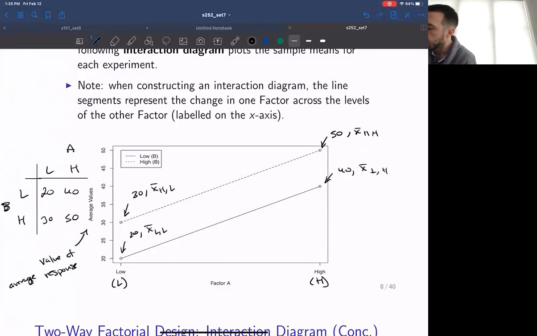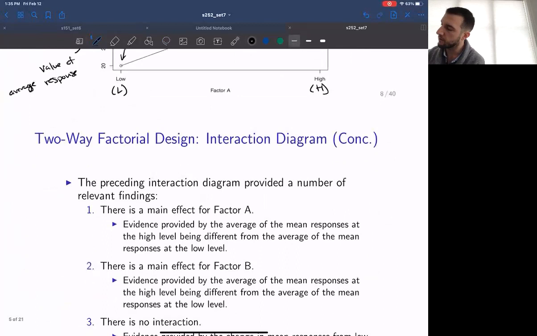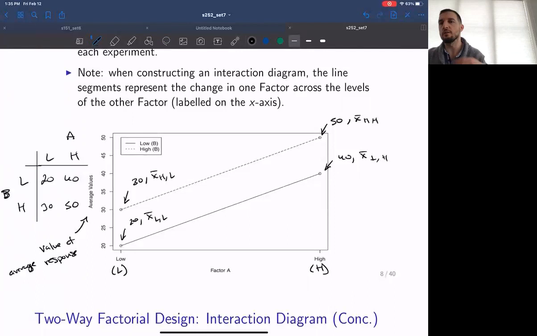Now the interaction diagram is used to visualize how the average responses are changing across the levels of the variables. In this particular situation, you can see that we have two parallel lines. Parallel lines in an interaction diagram essentially represent agreement between the systems. When the lines are not parallel, we have what is called interaction, which basically means that there's a treatment combination that's driving a change in mean response that doesn't agree with the overall picture, if you will. We'll talk about that in a little bit.